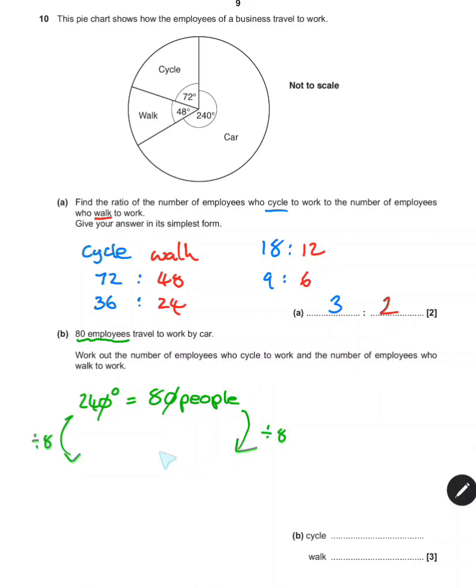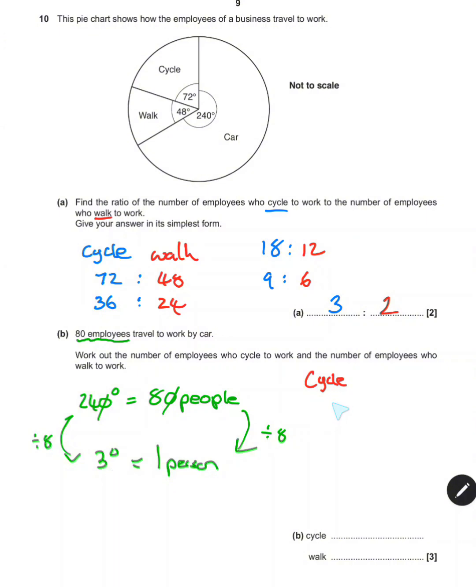well, 8 divided by 8 is 1. So one person is going to be 24 divided by 8, 3 degrees. So every 3 degrees represents one person. So now we're going to look at cycling. And I'm going to do this 72 degrees divided by 3. And that'll tell me how many people.